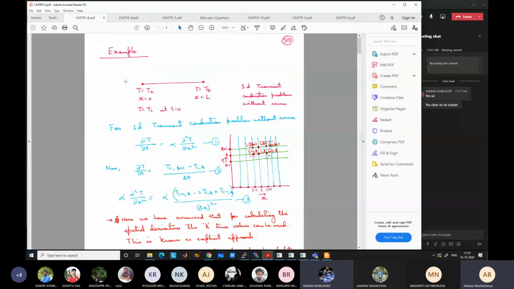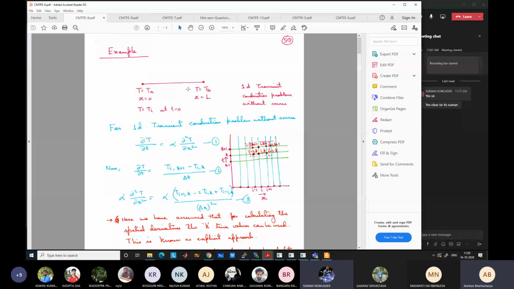So my independent variable in that case is only x, not t time, sir? Independent variable will be only x because I think it's a steady state problem. Yes, it's only x. Sir, I have a problem, sir. I will come to that.